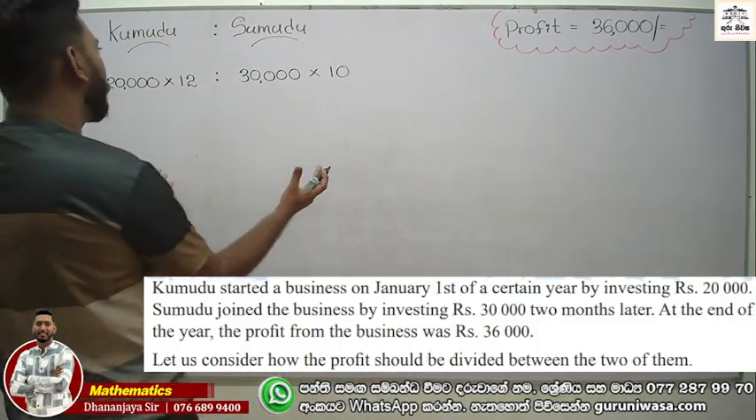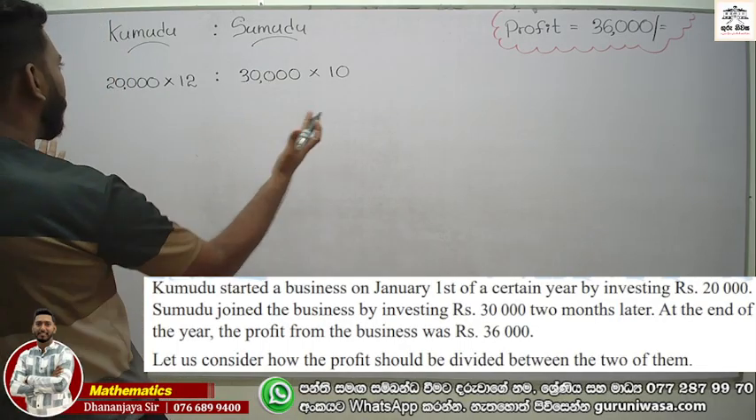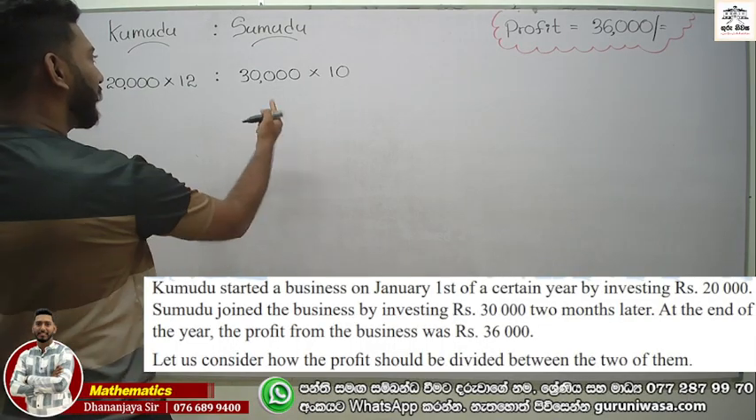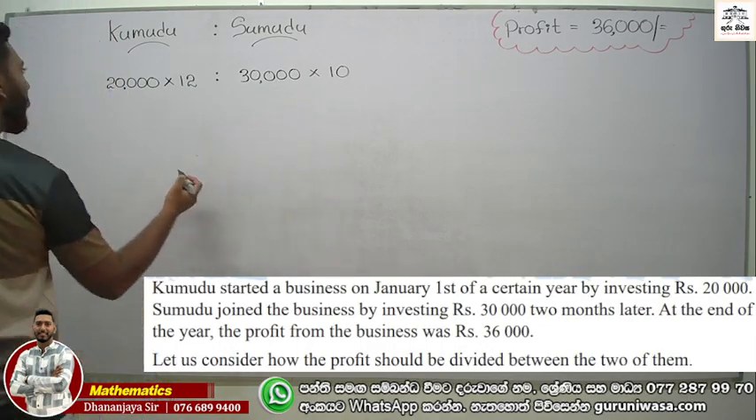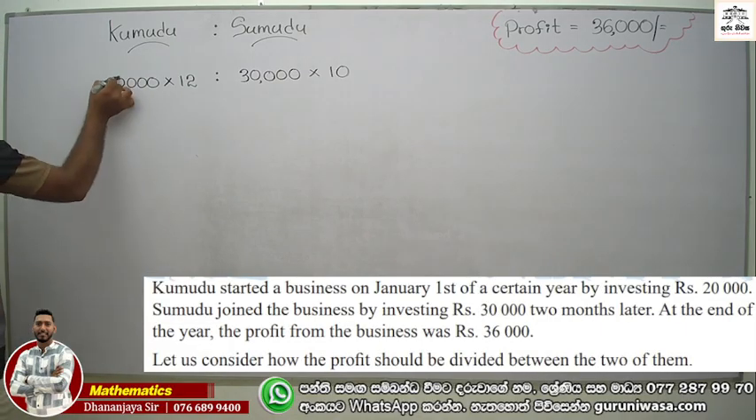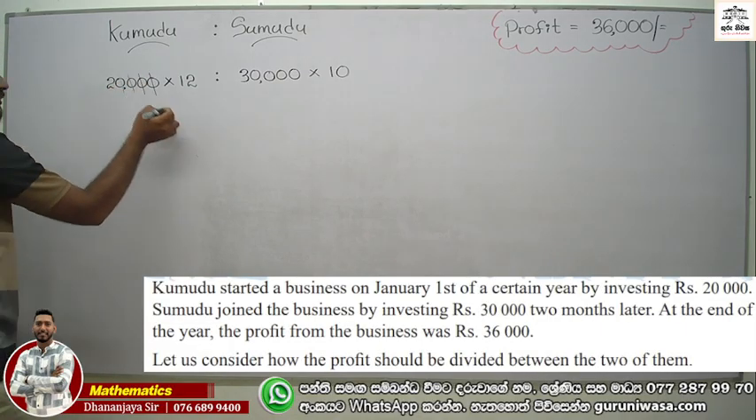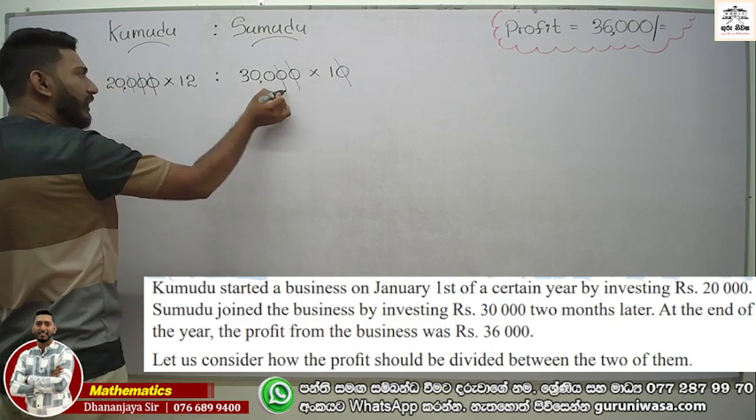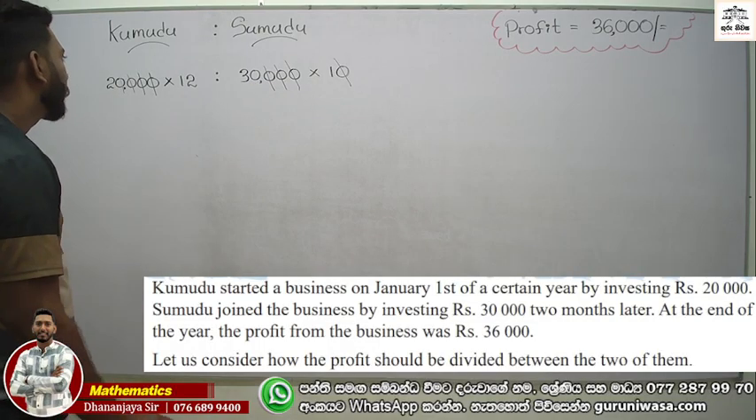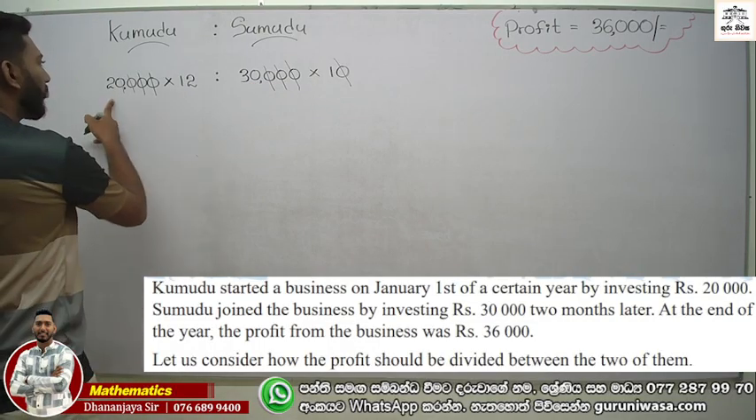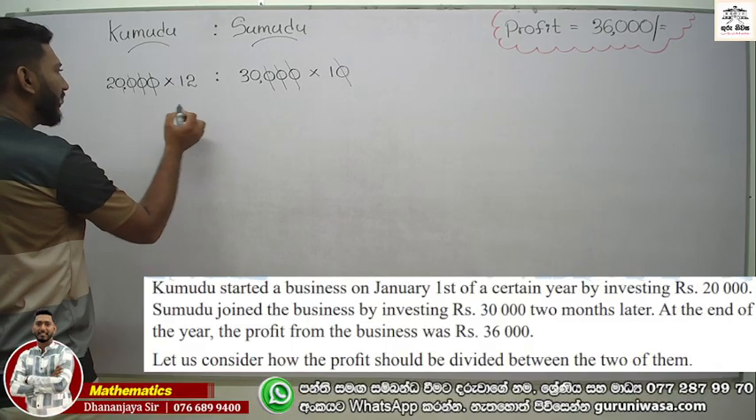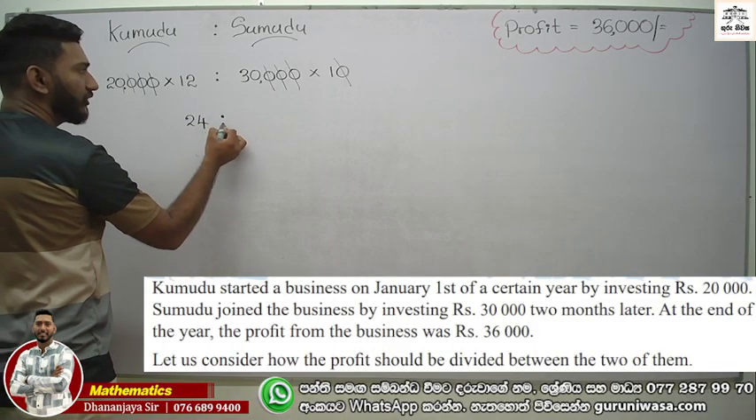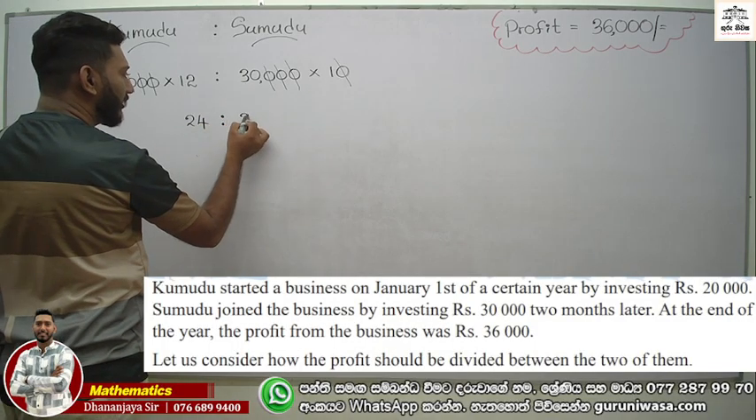Now you can simplify. Look at the left hand side and the right hand side. You can simplify. Look at the zeros. Cross them out: 1, 2, 3, 4, and 1, 2, 3, 4. Now, what is the answer? 12 times 2 is equal to 24. And this one is 30 times 1. It should be 30.